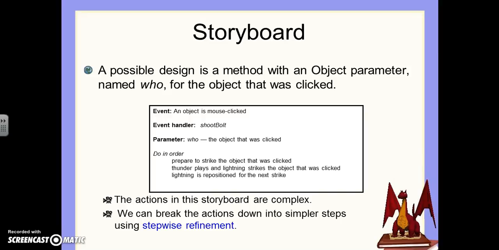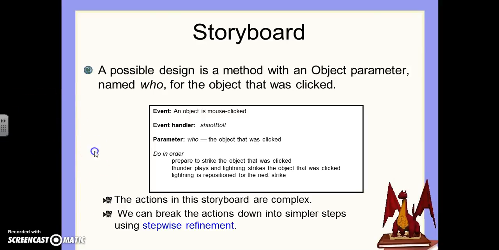And then once that happens, a do in order control structure will be pulled into place, and then prepare to strike, which will be a method that's written, and then the thunder plays and lightning strikes when the object is clicked. The lightning is repositioned for the next strike. Now the actions in this storyboard are complex. So the best way to go about doing this is to use stepwise refinement and break this down into some smaller steps.